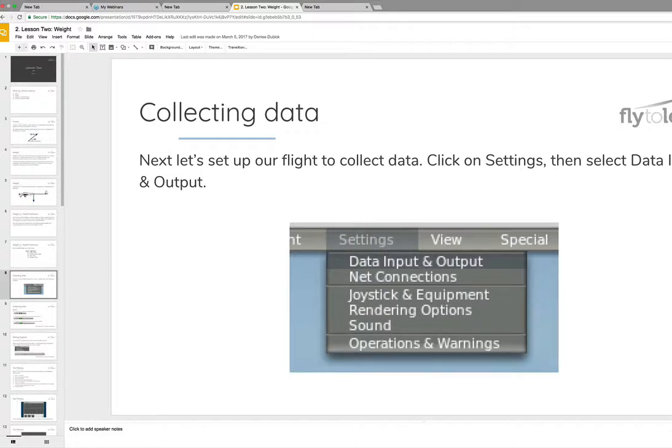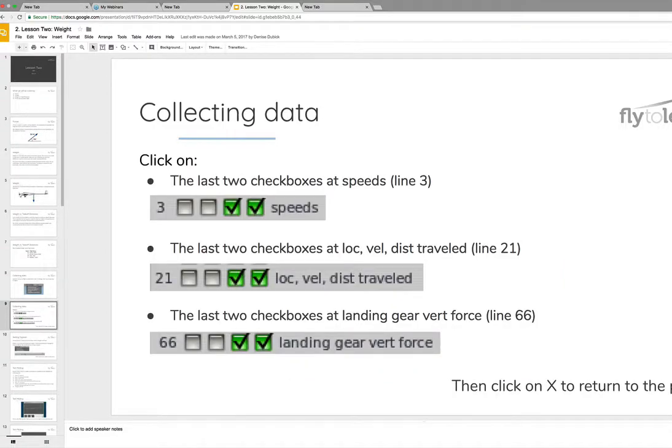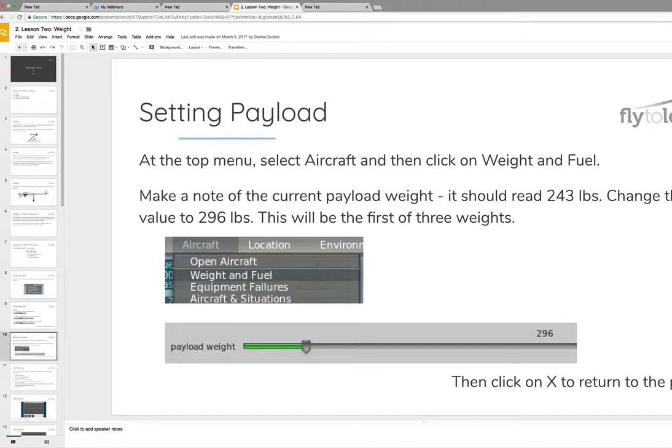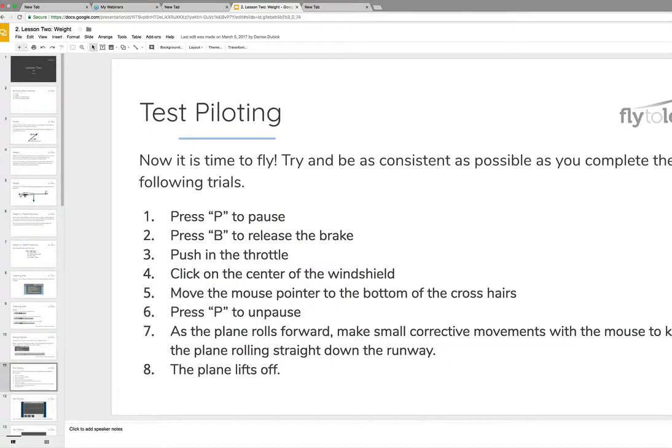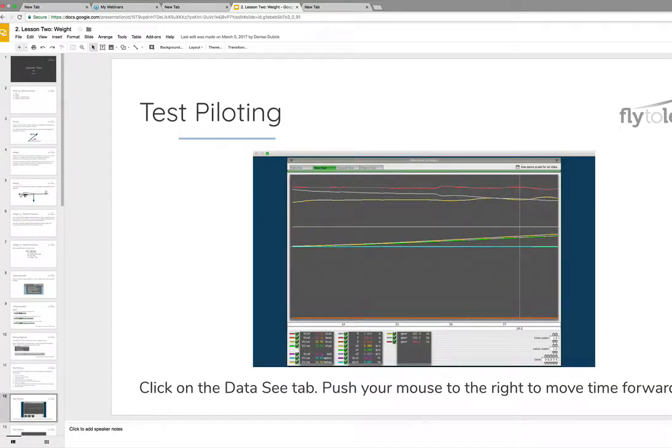They'll be all up. But using data input and output, you can collect speeds, distance travels, vertical landing forces. And from there, by looking at the vertical landing gear forces, when all three of the landing gear are off the ground, we say the plane is in flight. So you'll get a data table like this.